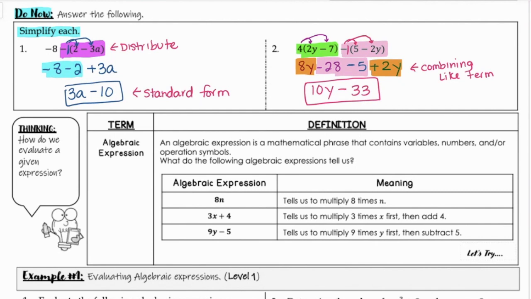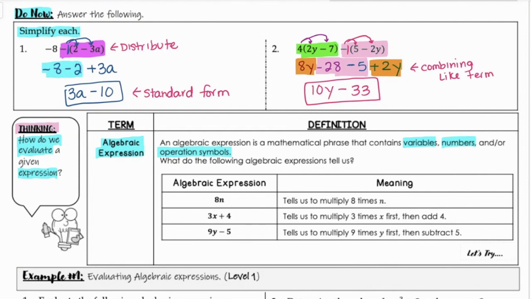Okay, so now that we review that, let's look at our thinking for today, and what we are going to be doing is we are going to learn how do we evaluate a given expression. So let's just review what an algebraic expression is again. An algebraic expression is a mathematical phrase that contains variables, numbers, and or operation symbols. So what do the following algebraic expressions tell us?